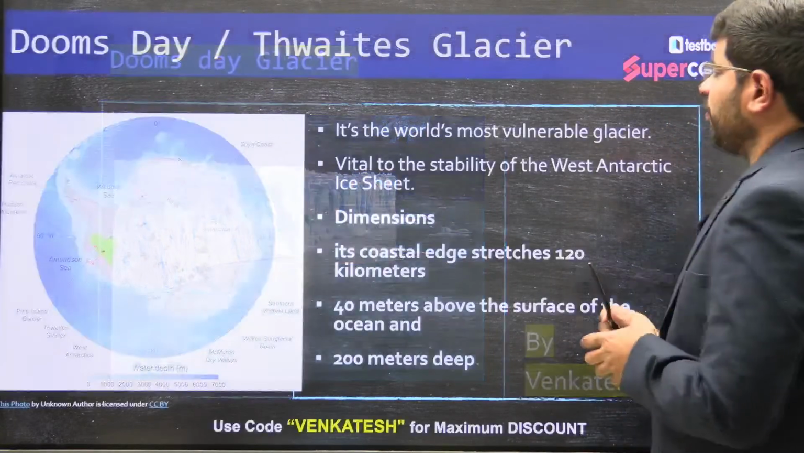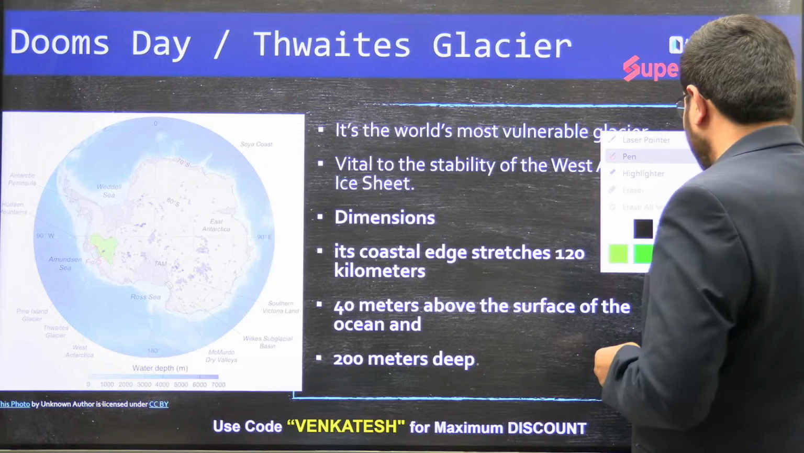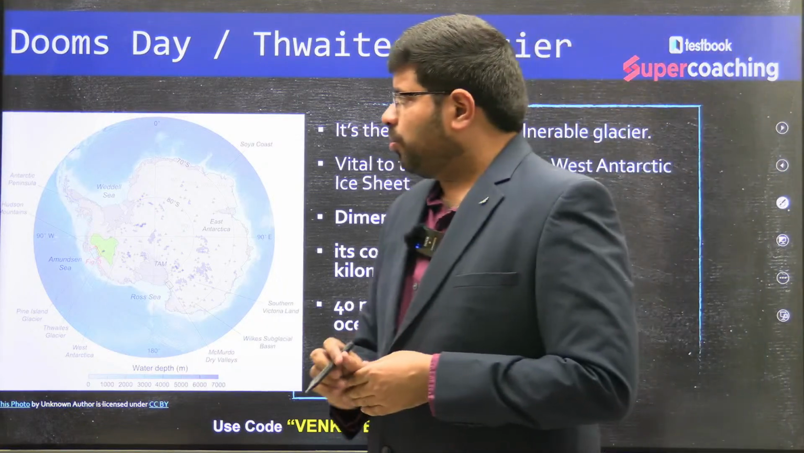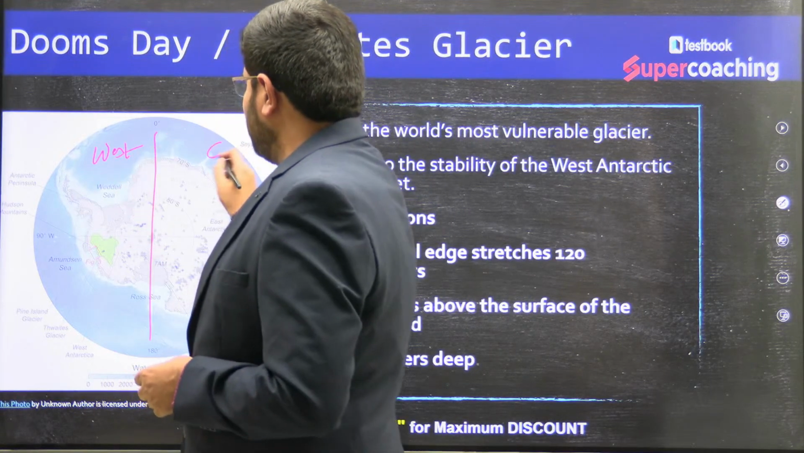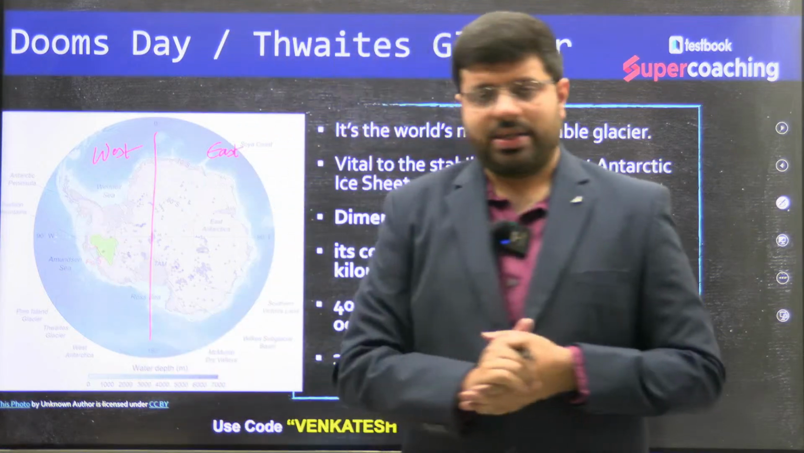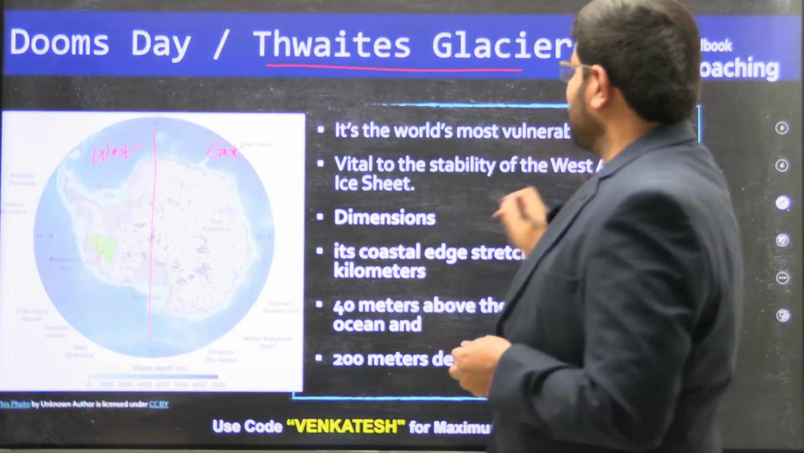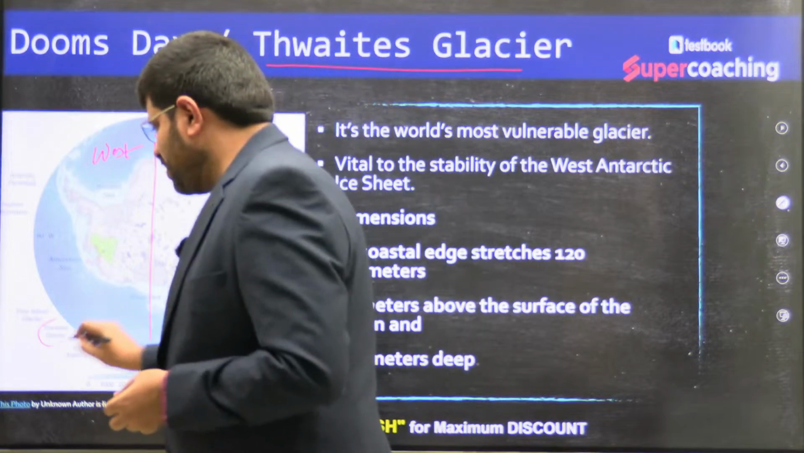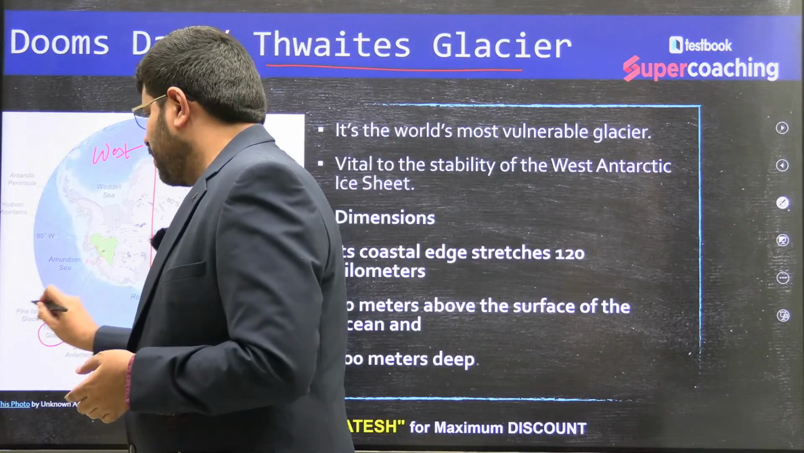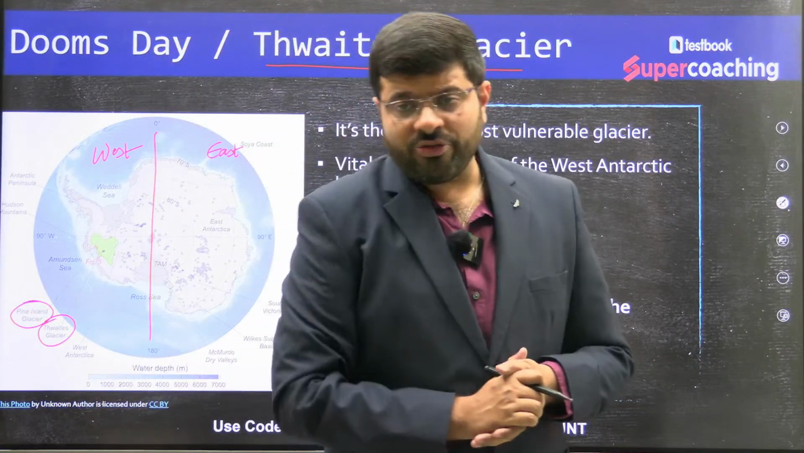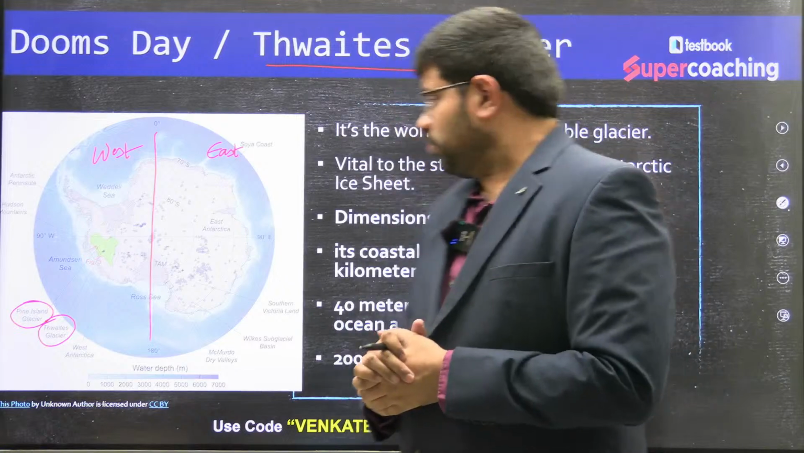So if you see the location of the Thwaites Glacier, we have the region of Antarctica. This is the region of West Antarctica, and this is the East. On Western Antarctica, there are two major glaciers. One is the Thwaites Glacier, along with another glacier called Pine Island Glacier, very nearby it. They are significantly known for vulnerability with respect to the increasing impact of climate change on it. So let us understand what this is.